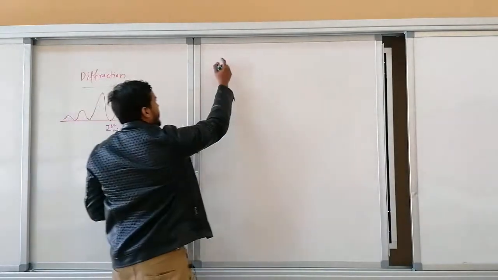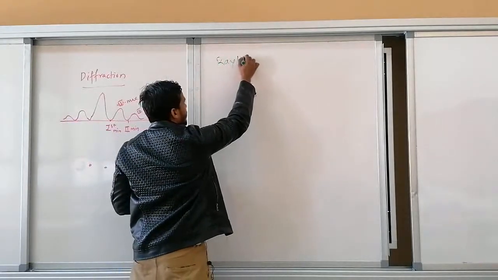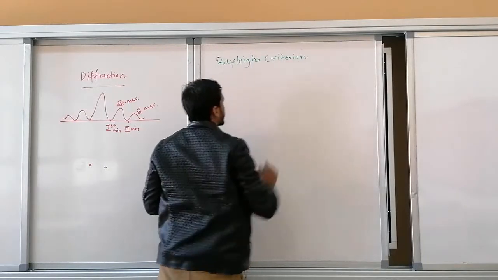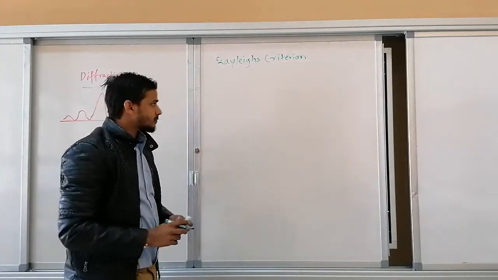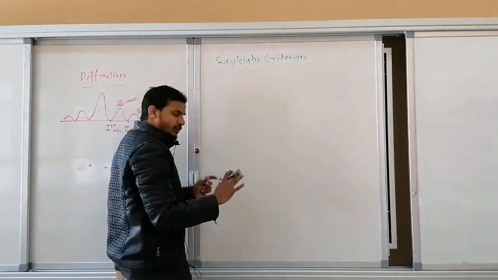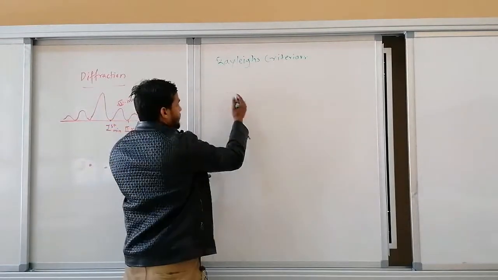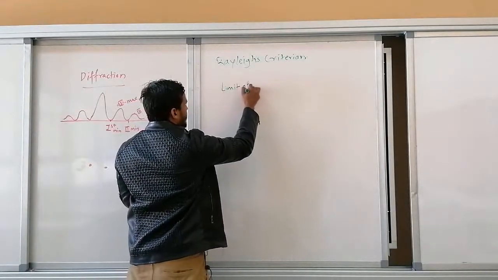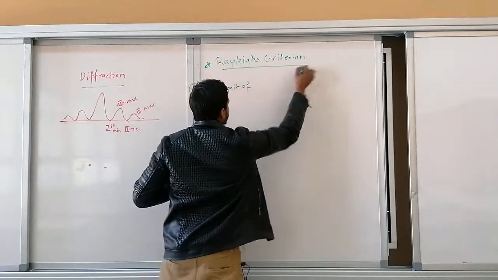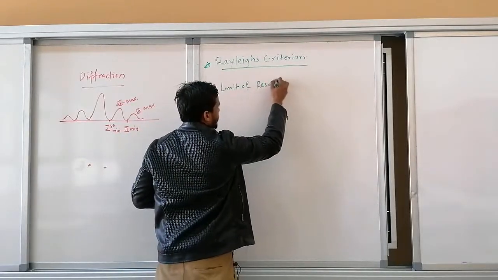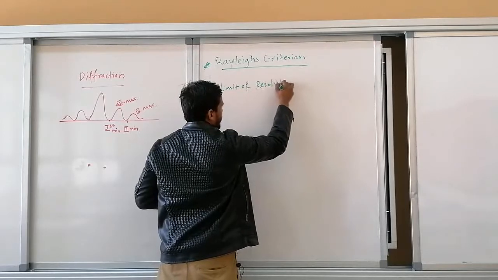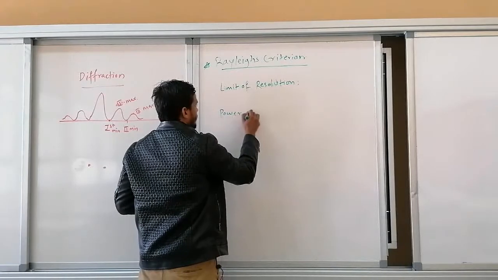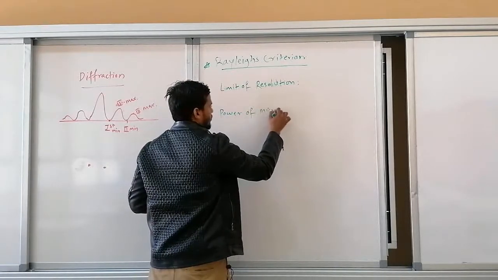So in Rayleigh's criterion, we are going to study this. Did you understand the concept? First of all, I would like to clear some basics: the limit of resolution, and after that, the power of a microscope. These two things you have to clear.